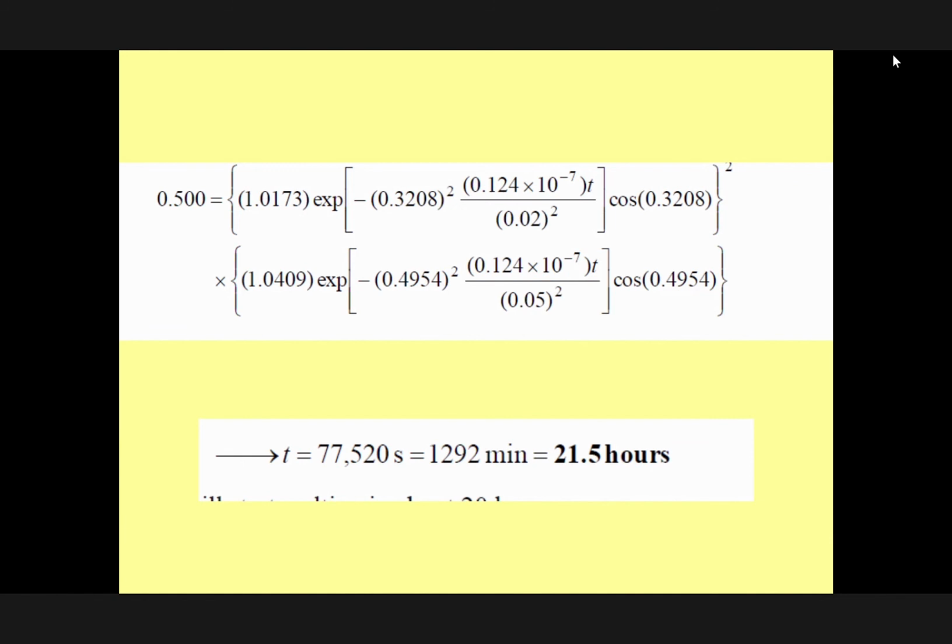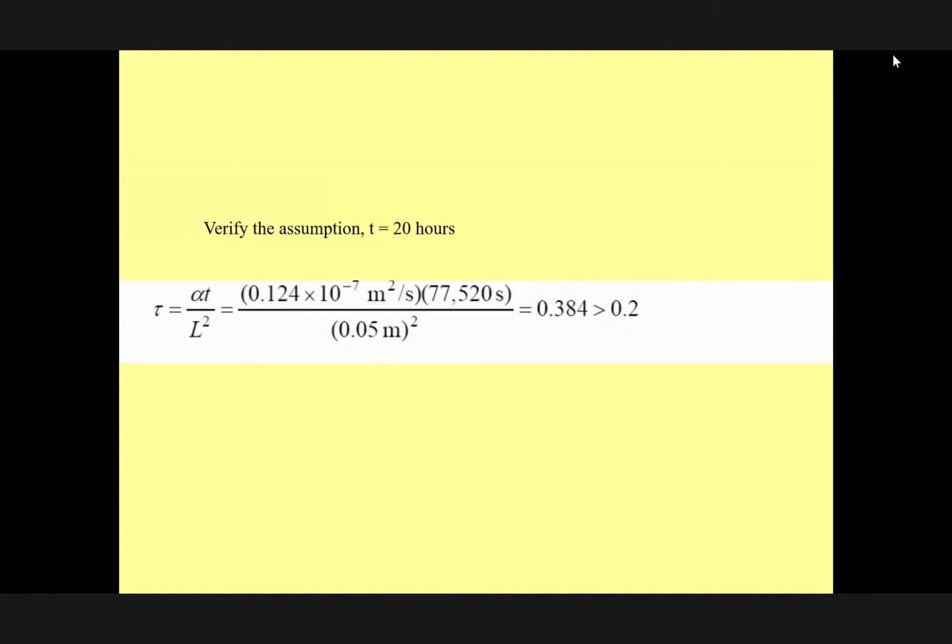I have to go back and calculate my Fourier number to make sure I made a correct assumption, because I assumed the Fourier number is more than 0.2, therefore I used the simplified equation. Therefore, I have to go back and verify that concept. If I calculate my Fourier number, it becomes 0.384, and that is more than 0.2. Okay. Therefore, verify assumption: 20 hours, so we can make it 24 hours.